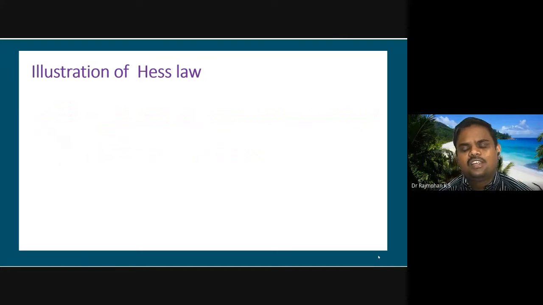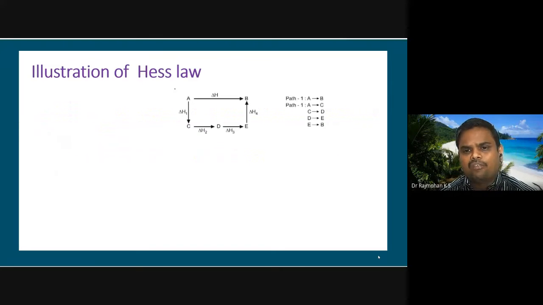Okay, to illustrate Hess law, consider a reaction A forming B. So there are two ways, as I explained earlier also. If A is forming B directly, we are going to have a heat of formation for this reaction, or heat of the reaction. But if we consider that it passes through a series of reactions, first A forms an intermediate C, where the heat of the reaction is delta H1. That C forms another intermediate D, where the heat of the reaction is delta H2. Remember delta H1, delta H2, delta H3, and delta H4.